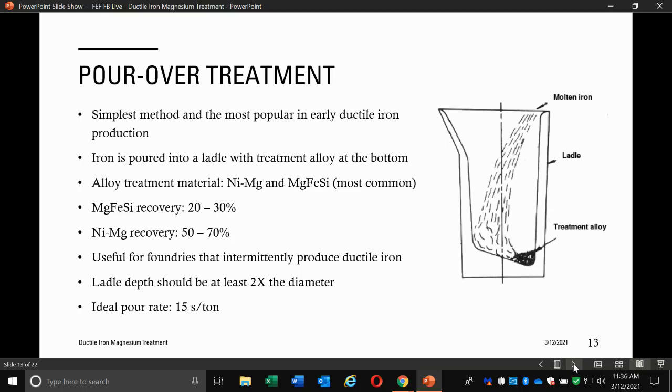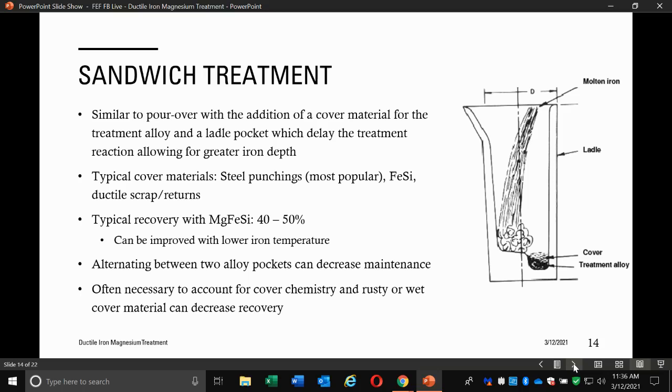The sandwich method is the successor to the pour-over method and adds a cover material on top of the treatment material, as well as a ladle pocket that will contain the treatment material. Both of these additions serve to delay the reaction and allow for more iron to be poured, which increases recovery. Usually steel punchings are used as cover material, but some foundries use ferrosilicon or ductile scrap or returns. Typical recoveries for this are 40 to 50%, but this can be affected by iron temperature and cover material quality.